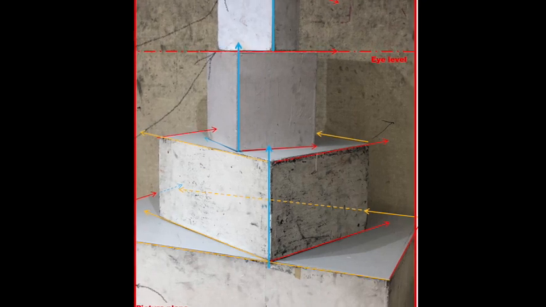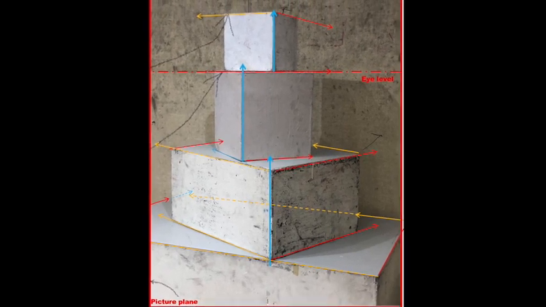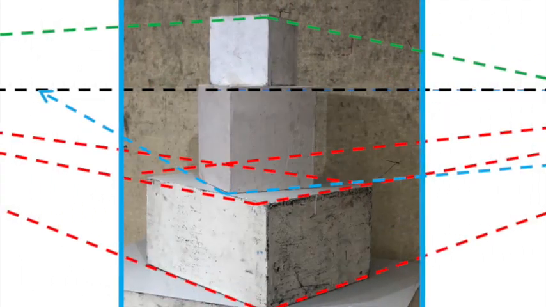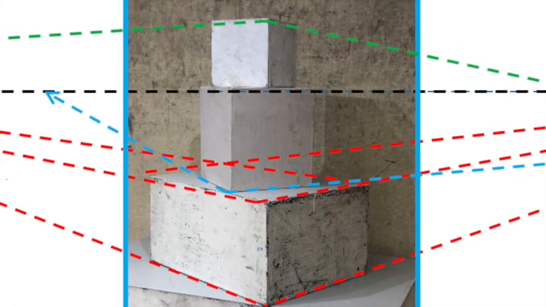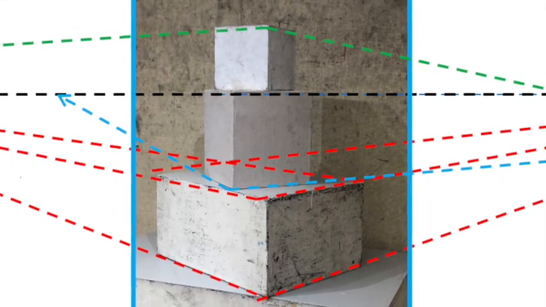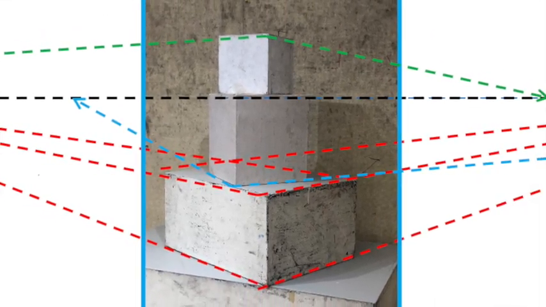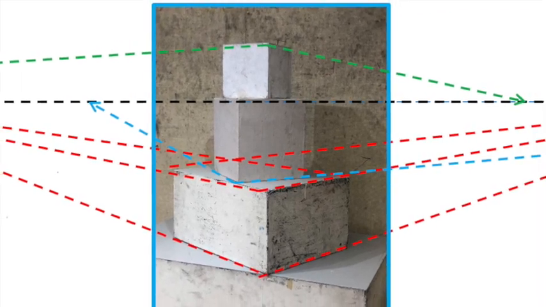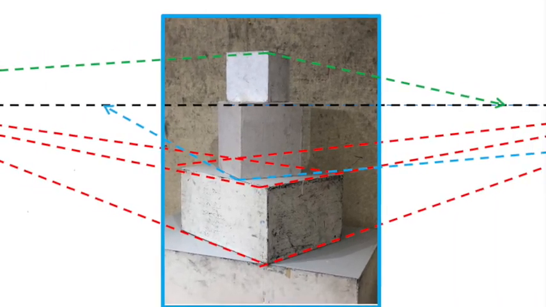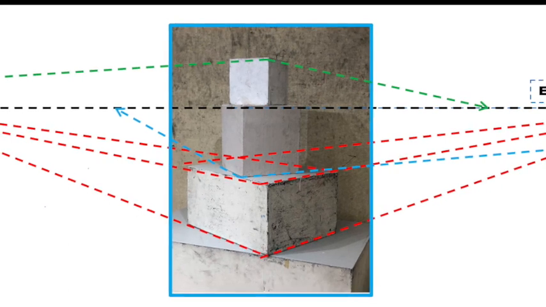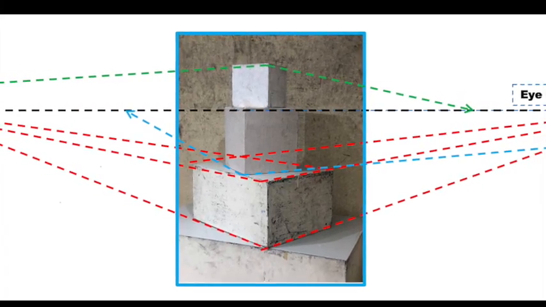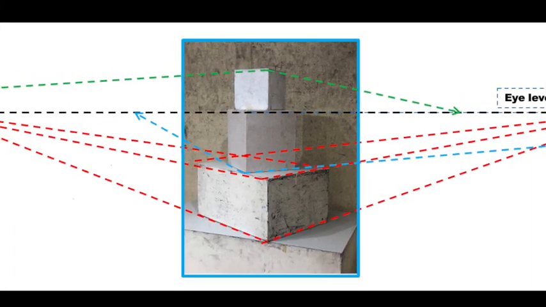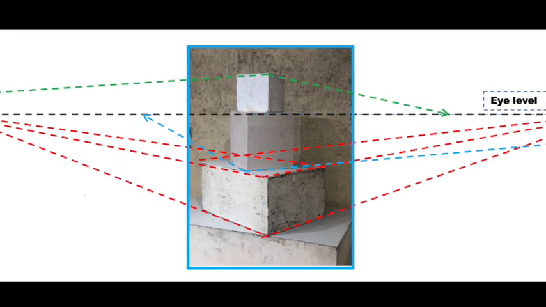A very important observation would be that all the vanishing points are still landed on our eye level, which means that we are not moving around and our eye level remains the same level. And the boxes have taken different positions based on our eye level.